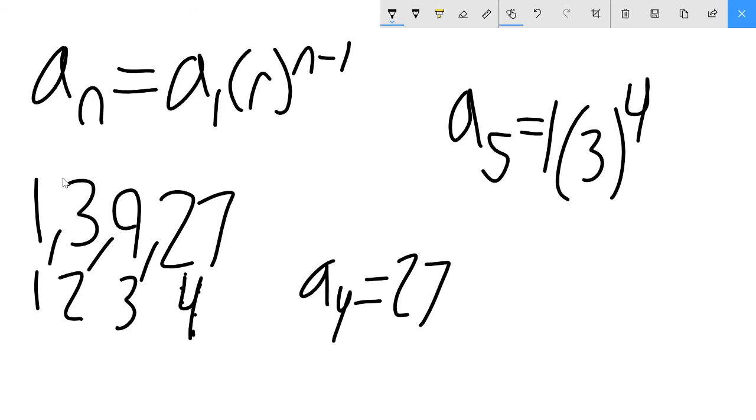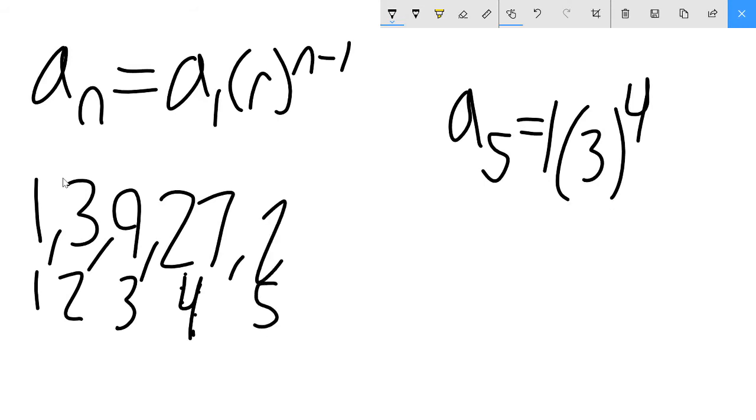If you don't know what 3 to the power of 4 means, then we do have a video on exponents, and I will link that in the description. So that means a subscript 5 is equal to 81. And note, we can still easily check this too. If you think about it, we have 27, and we multiply by 3 each time. So the next term will be the fifth term, and 27 times 3 is 81.